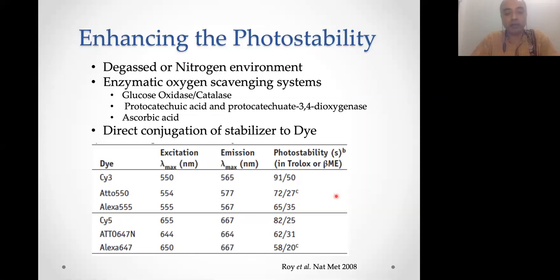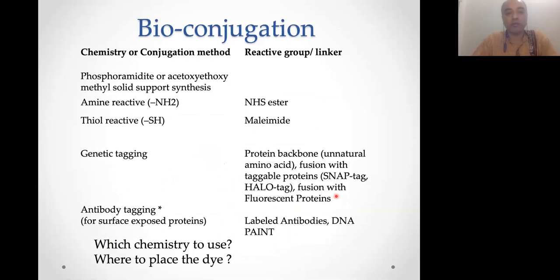So tricks like this can be used to stabilize the dye from photobleaching, and this is important because you want to increase the amount of information you can get from a single molecule. You also have to think about linking the dye, and there are two types of systems that we have studied.